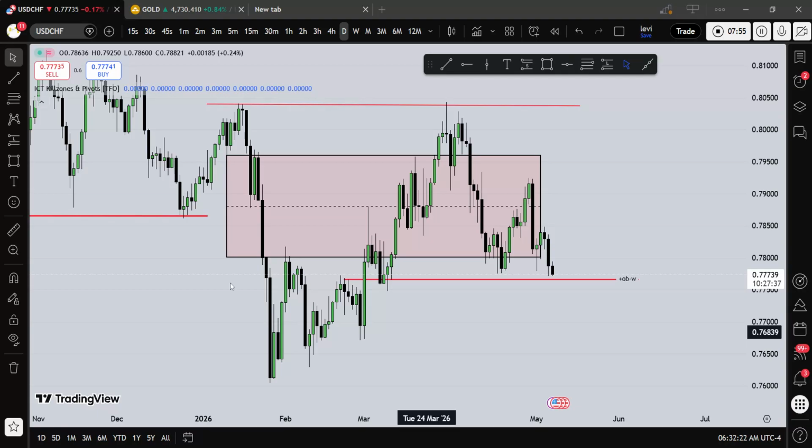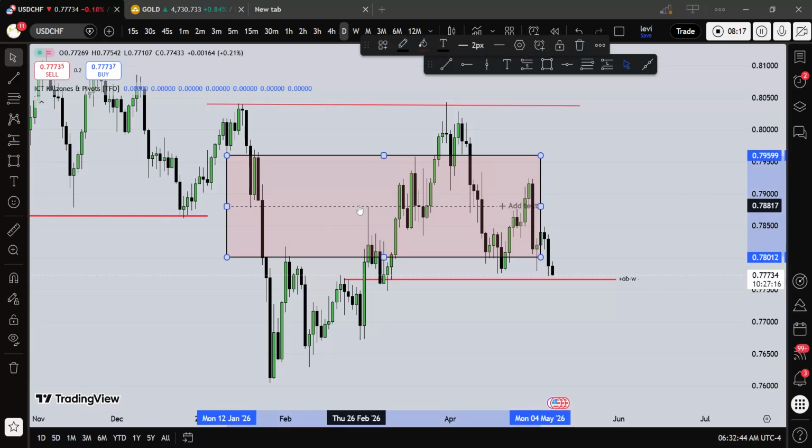So we can say this here is the daily order block. Actually, this is a proportion block. Here is the daily order block that sent the market higher. It hits that weekly imbalance. Let me note that so that we will know.